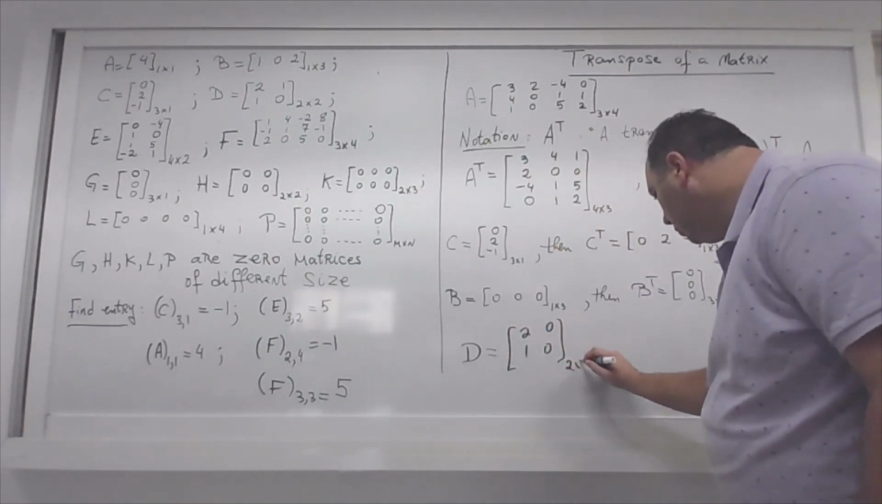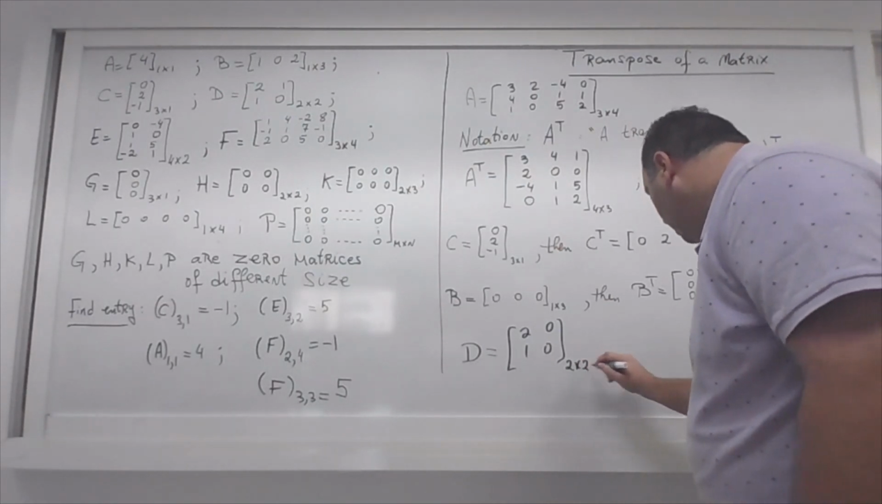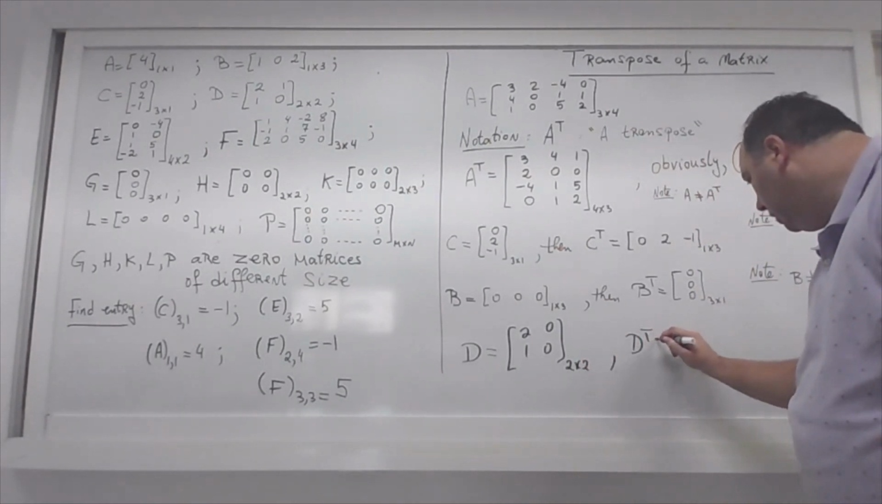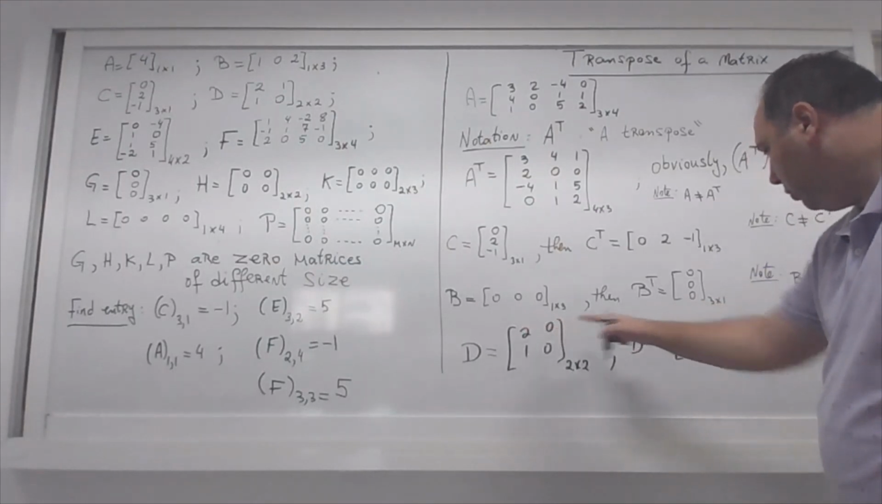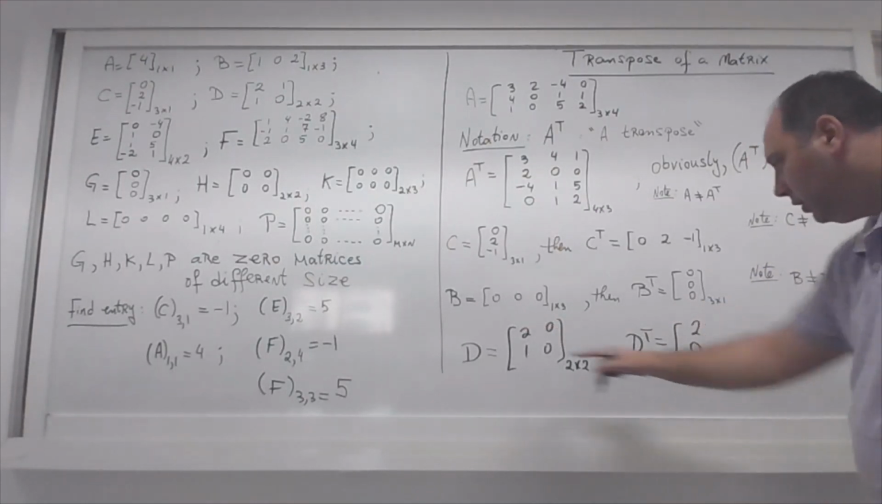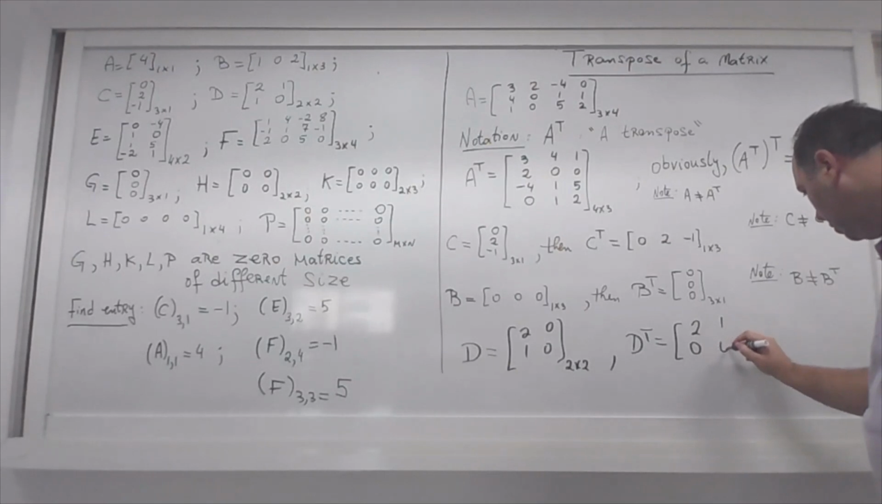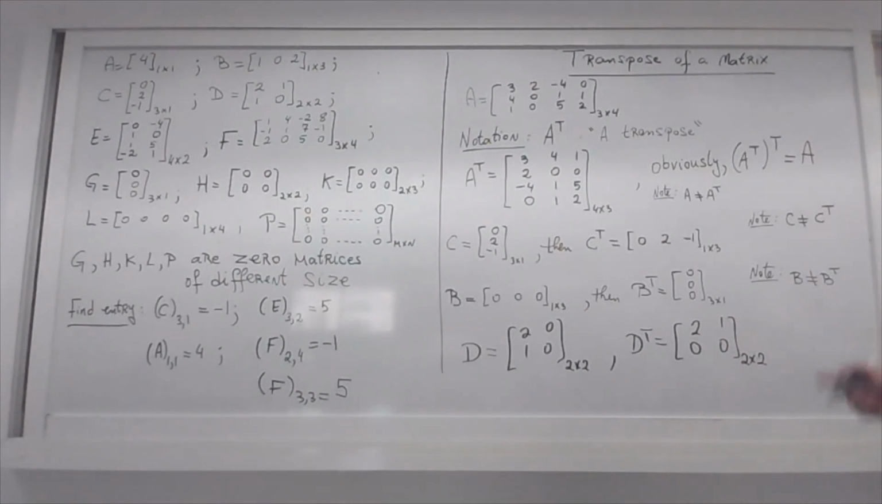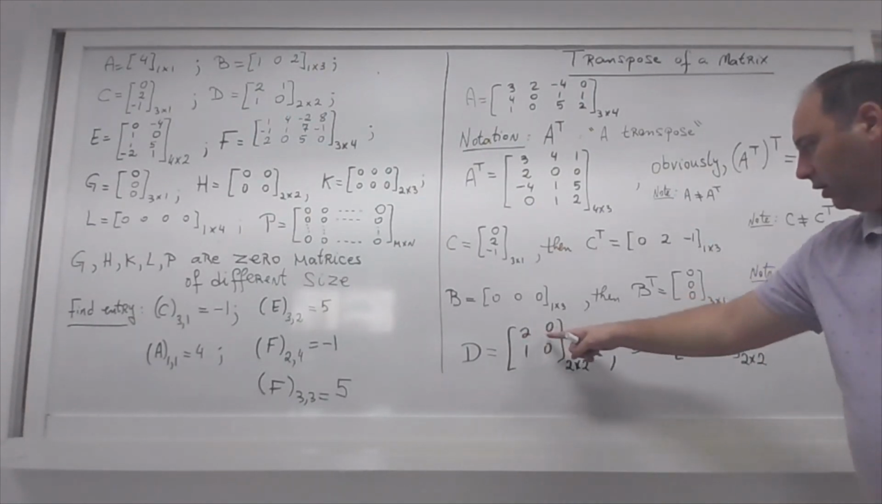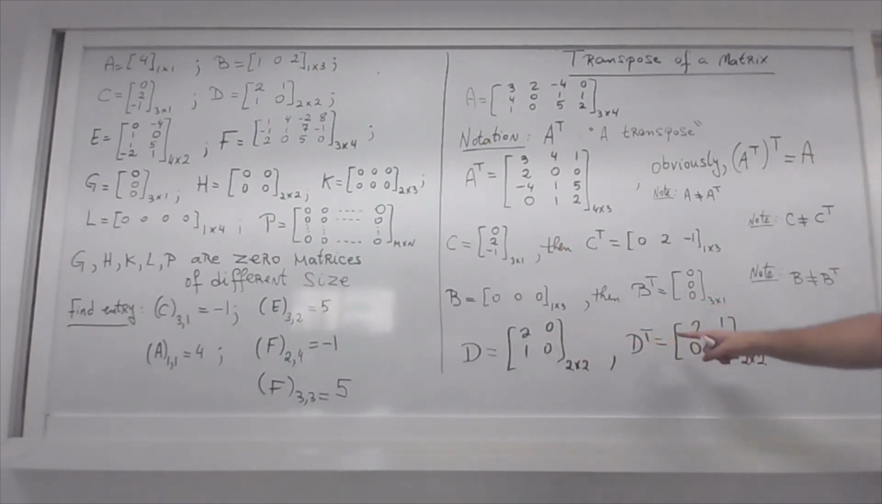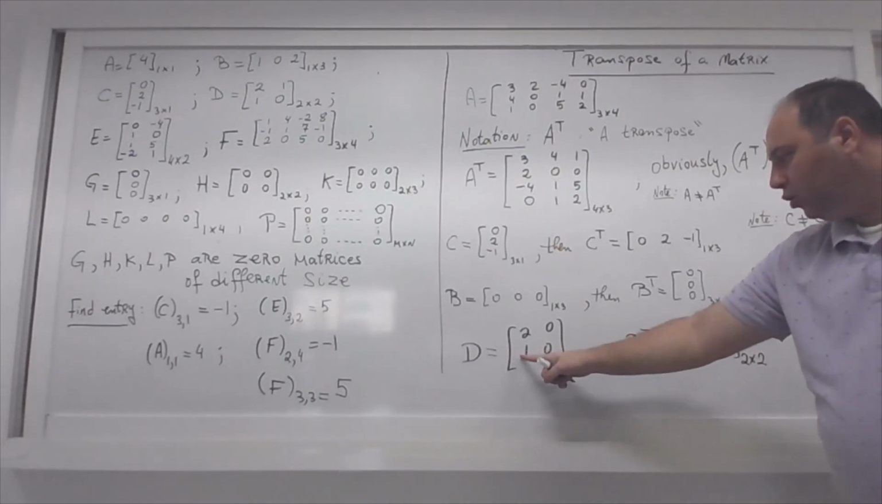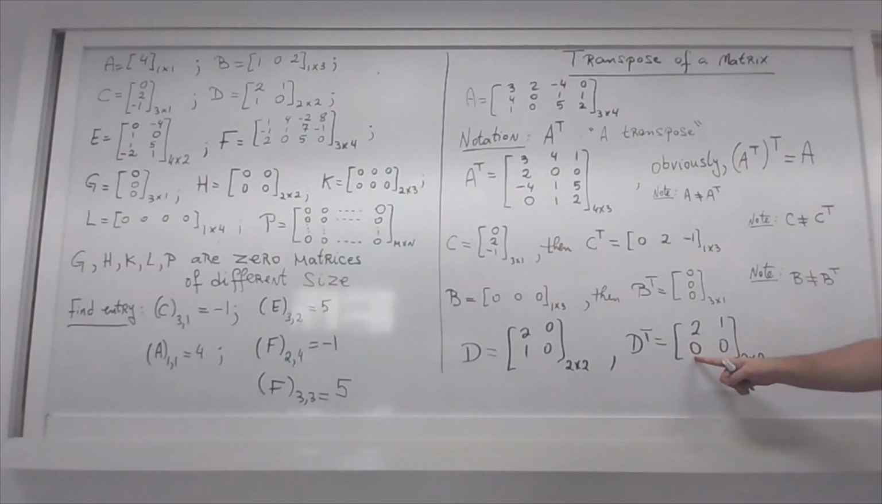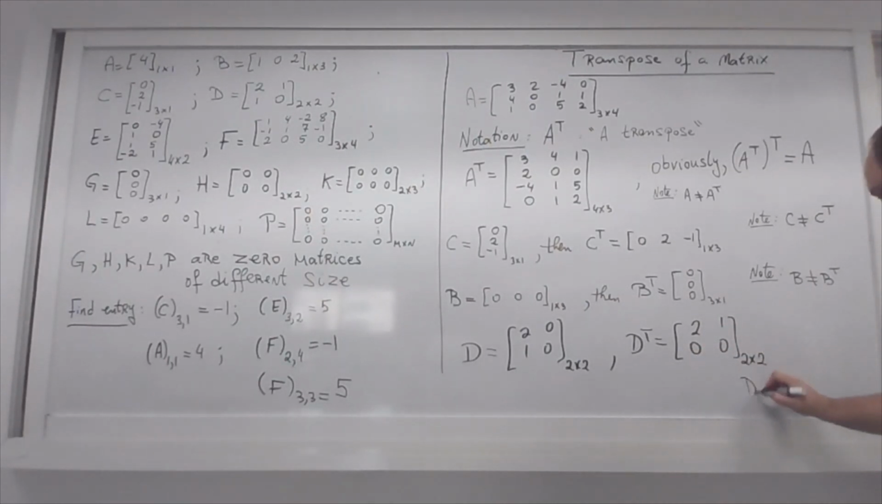2 by 2. So D transpose would be, so the first row becomes first column, the second row becomes second column. So these two matrices are both 2 by 2, but obviously they are not equal because entry 1, 2 here is 0 and entry 1, 2 here is 1. And also entry 2, 1 is 1, here entry 2, 1 is 0. So we see that D is not equal to D transpose.